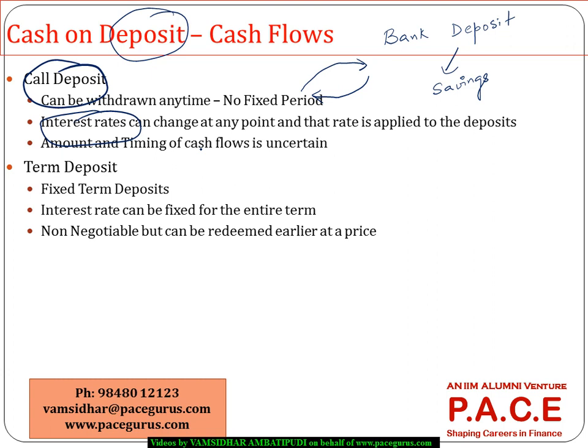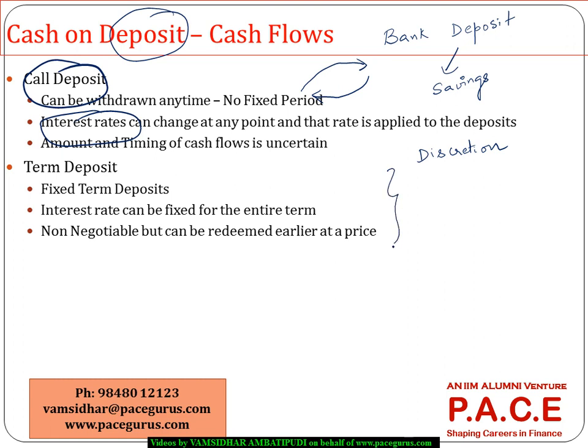It can change whenever the bank wants to, which is more at the discretion of the bank, and you might be informed about it at a very small interval of time. You may not be given enough notice for that also. So in a way, the amount as well as the timing of the cash flows is completely uncertain.